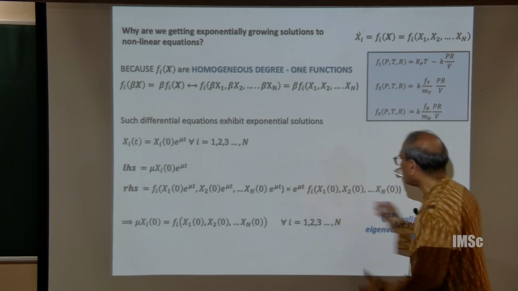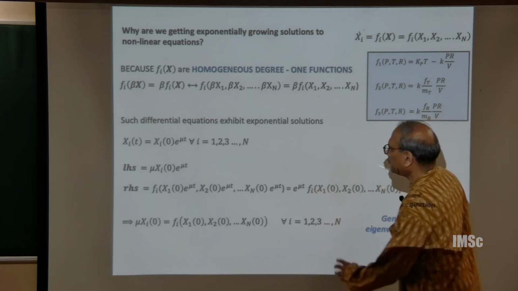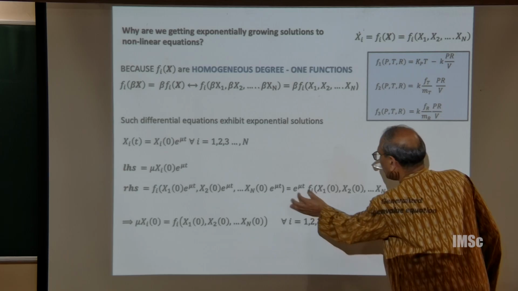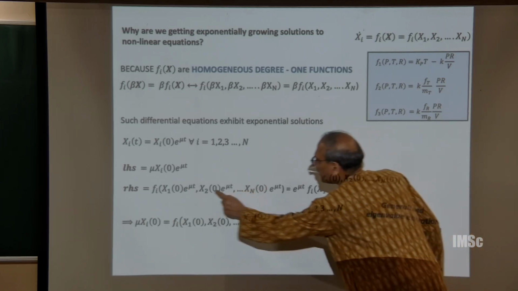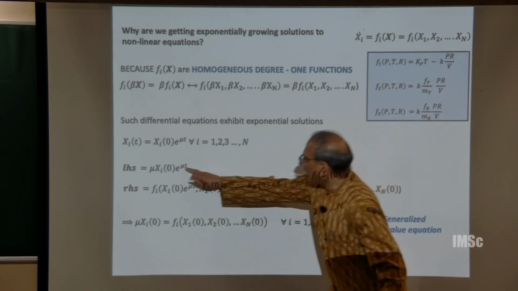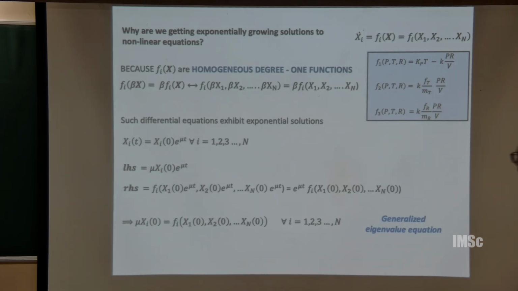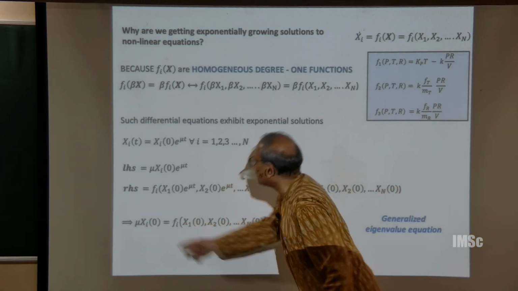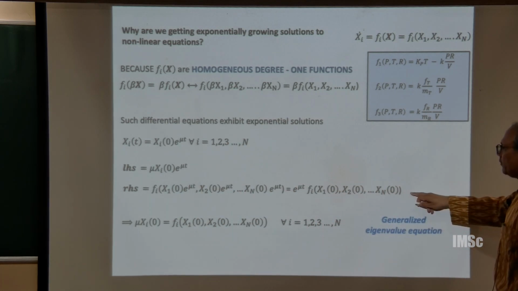this e to the mu t is going to come out, right? It's going to come out because this function has that homogeneous degree 1 property. And so, you find that your right hand side, the only time dependence it has is e to the mu t, and after that, you just have these initial conditions, this function fi of the initial conditions. And this e to the mu t will cancel this e to the mu t. So the time dependence completely disappears. And you get this equation, mu xi of 0, this is gone, is equal to fi of these.